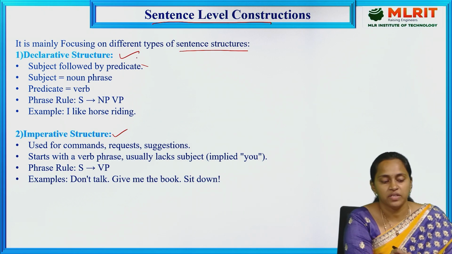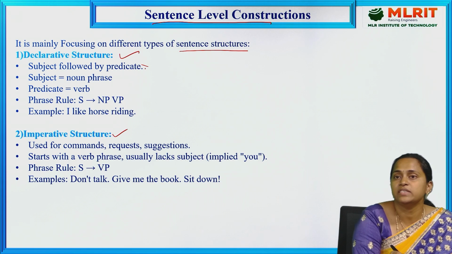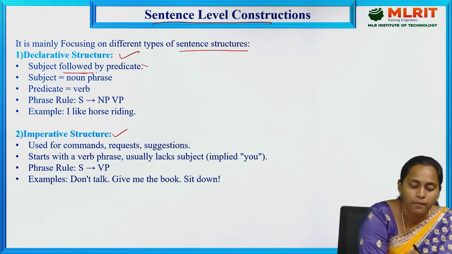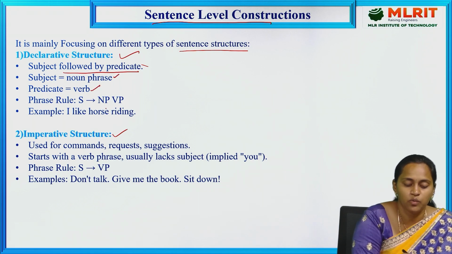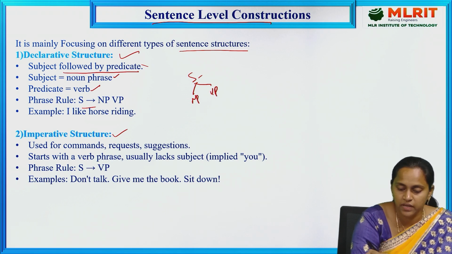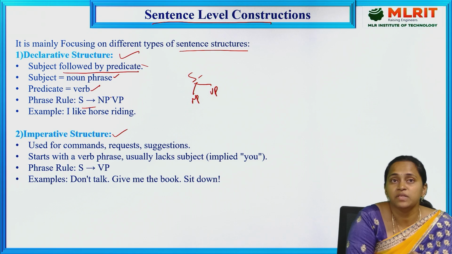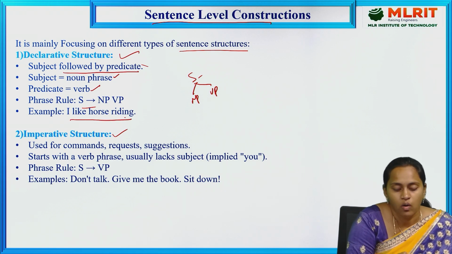Coming to the first one, declarative structure. Whenever we are declaring a structure, the subject must be followed by a predicate. The subject is a noun phrase, the predicate is a verb. The rule is sentence goes to noun phrase, verb. That means the subject must be followed by the predicate. Here see the example: I like horse riding. The subject is followed by the predicate.